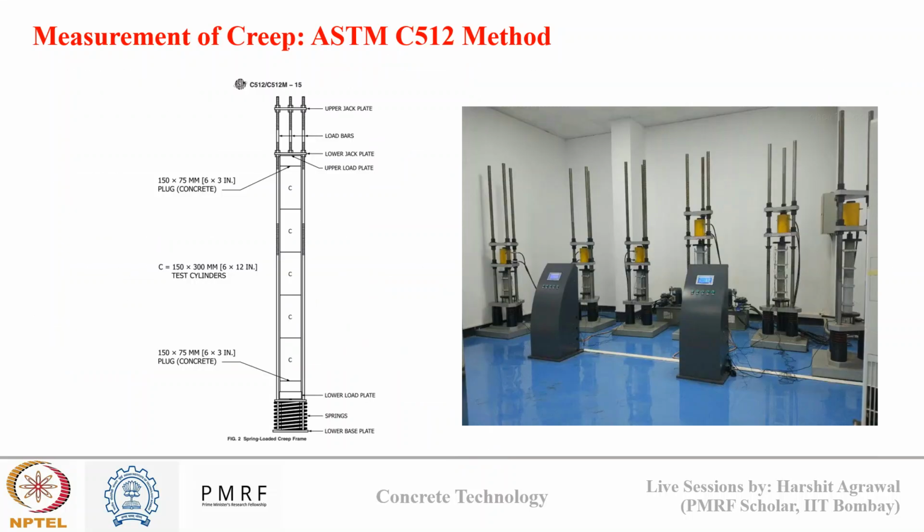And this is the setup. So you can see this frame. This is the top part, this is the bottom part with spring, and these are concrete samples. These concrete samples are loaded under a constant loading support, and we are measuring the deformation in concrete over time. That deformation will give me the total strain, and from that I can determine the creep strain. Using a deflectometer, we record the deformation or strain, and then we calculate the creep strain.